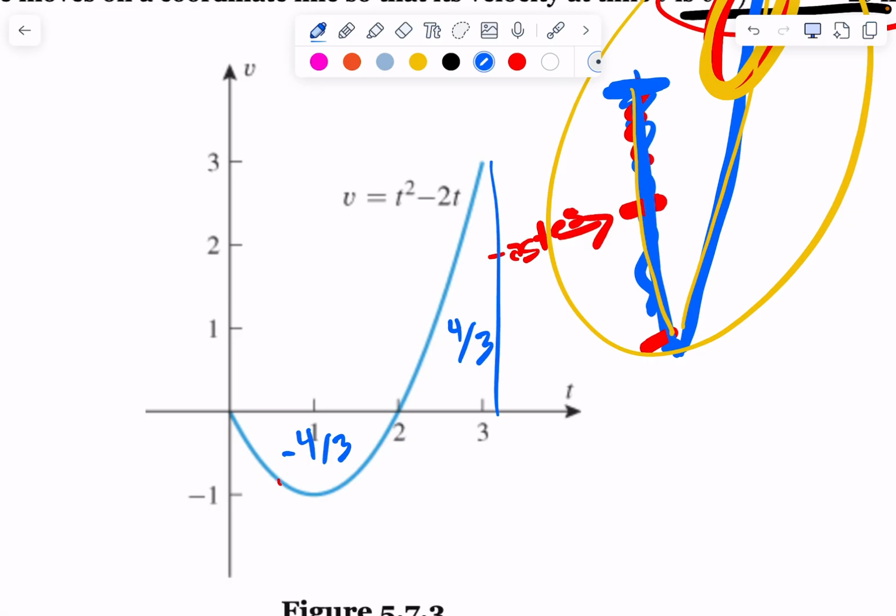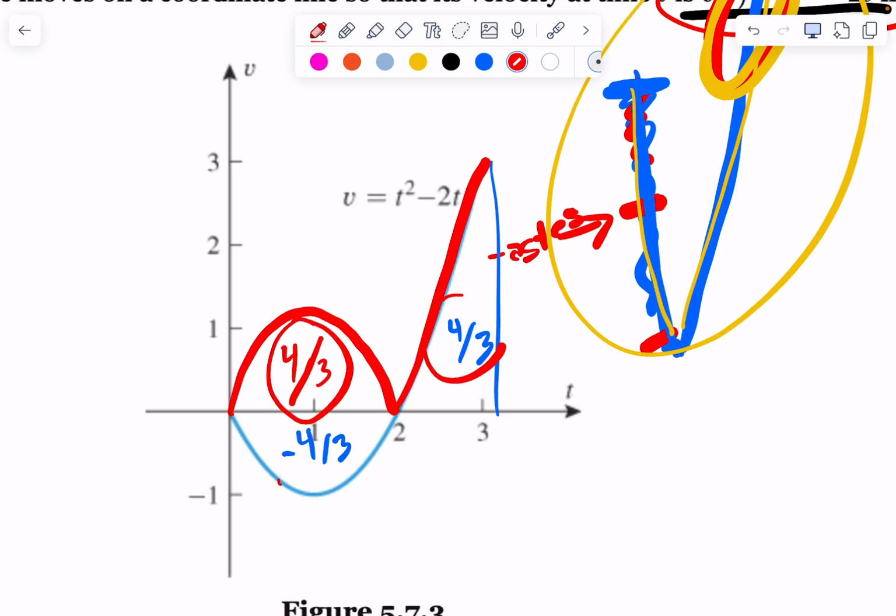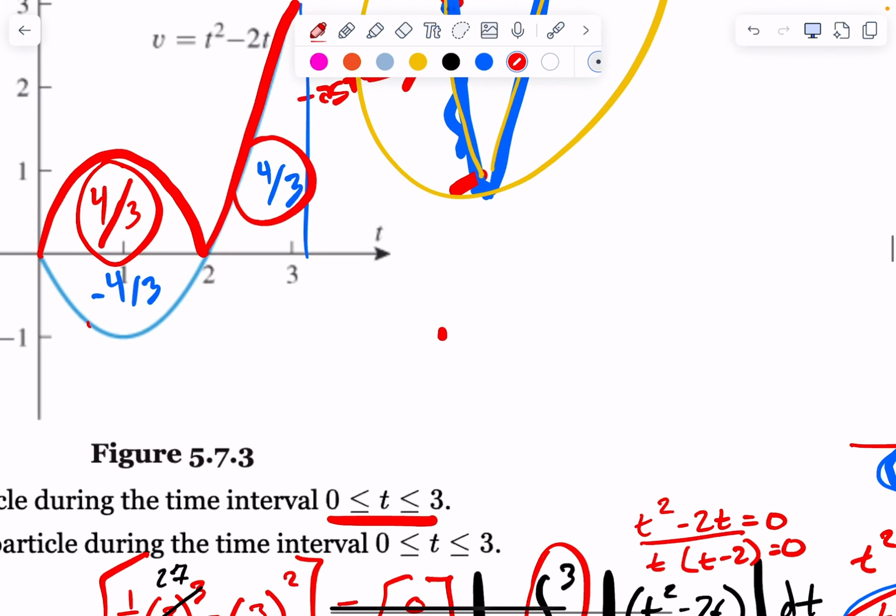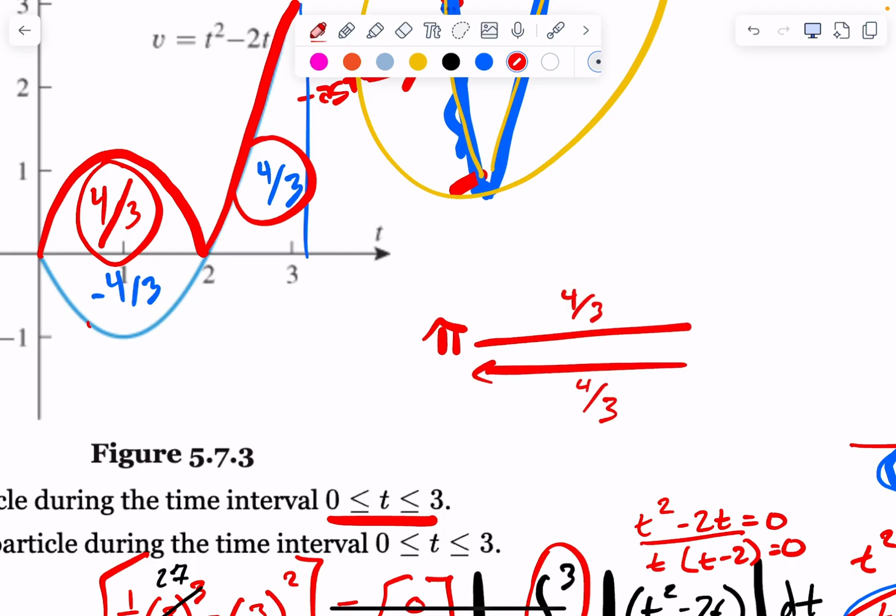Versus if I do the absolute value, it takes this little hump and moves him up. So now he's a positive 4/3, and this is a positive 4/3, which gives me a distance of 8/3. So I've traveled a total of 8/3. If I look at this linearly, I'm starting here at this house, I'm going 4/3 this way, and I'm going 4/3 back this way. My displacement is 0, but my distance is 8/3.